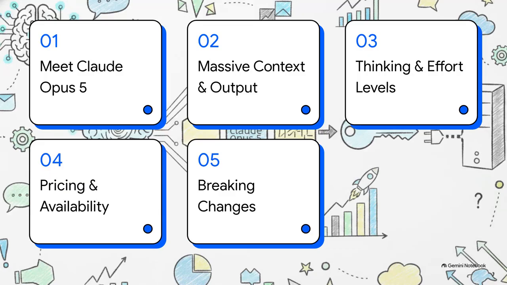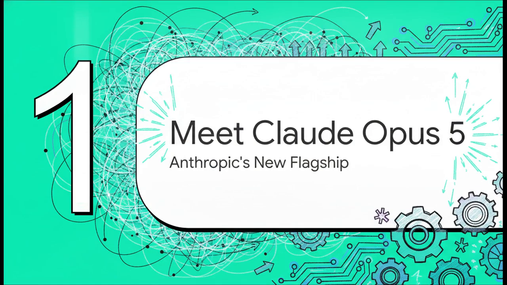Let's take a really quick look at the roadmap for this briefing. We're going to cover: 1. Meet Claude Opus 5. 2. Massive context and output. 3. Thinking and effort levels. 4. Pricing and availability. And 5. Breaking changes and migration.